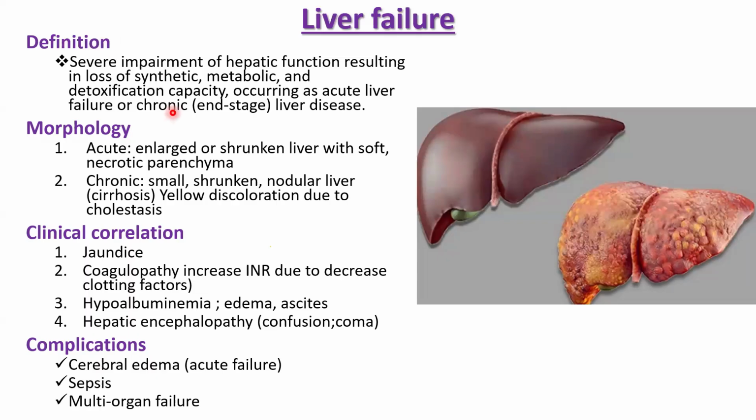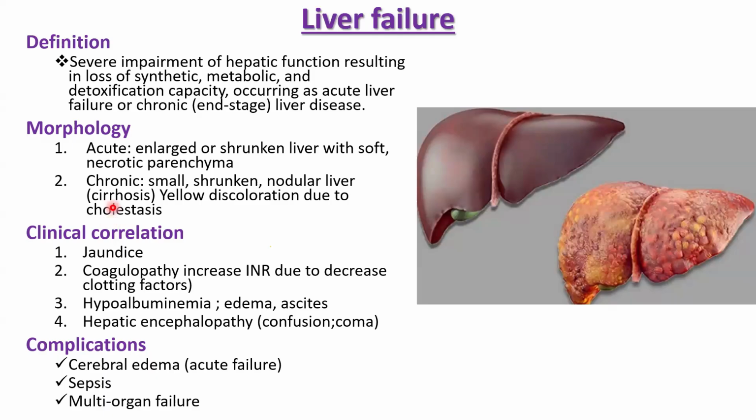What is the morphology of this liver? One, in acute liver failure, you have an enlarged liver, that is hepatomegaly, or sometimes you can have a shrunken liver with soft necrotic parenchyma. So it can be enlarged or it can shrink, depending on the cause of liver failure. Then number two, chronic features of liver failure.